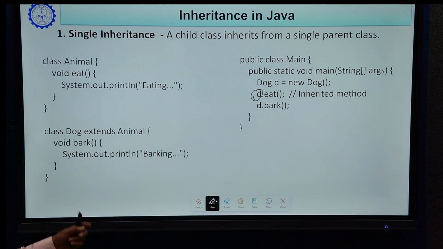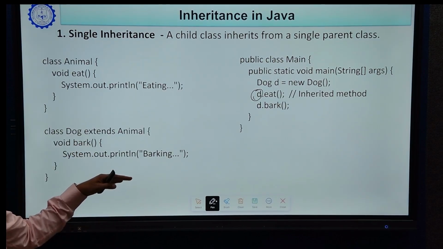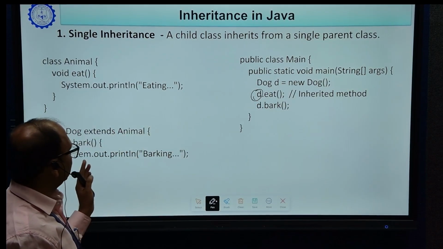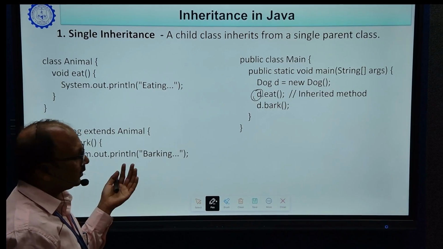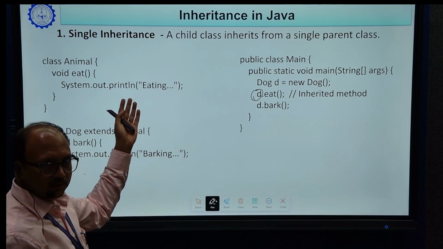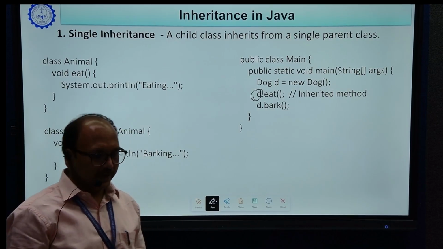There is no need to create an object of the parent class separately and the child class separately, right? With the single object, because D is the object of the child class, that means it is allowable to access all the methods, all the data members of the parent class also, right? So this is the example of single inheritance.